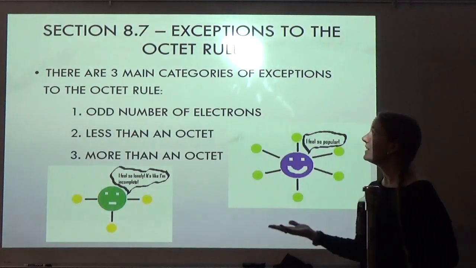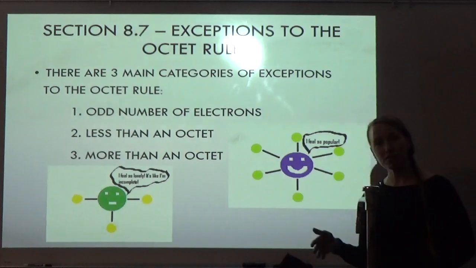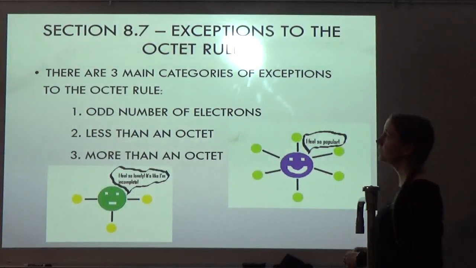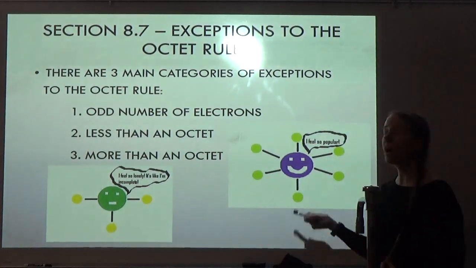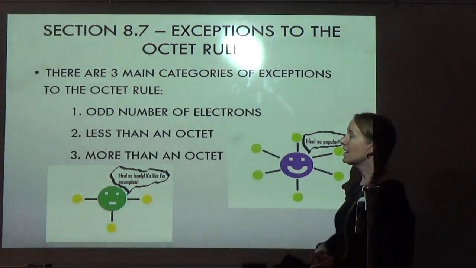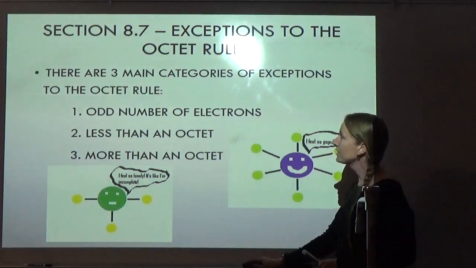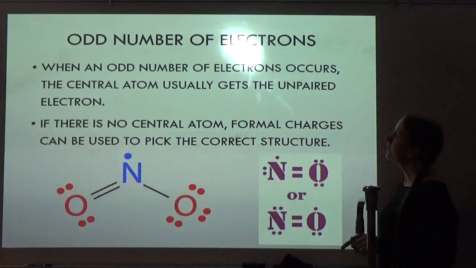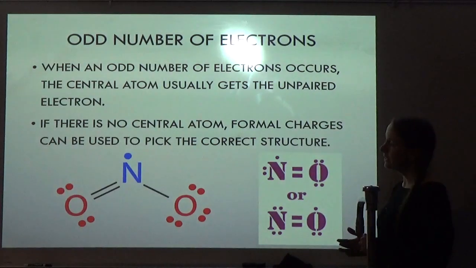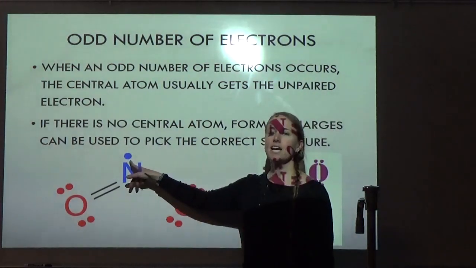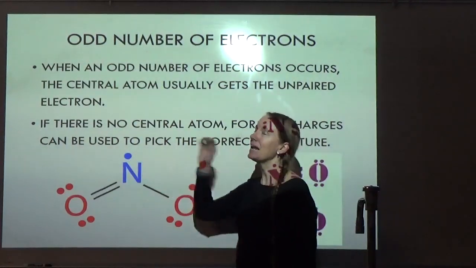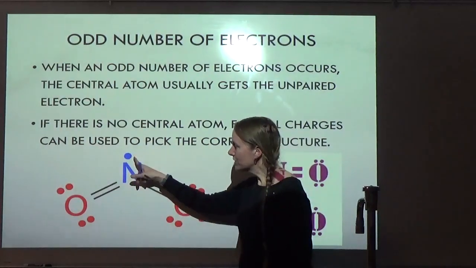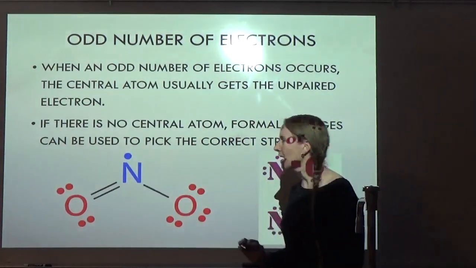So 8.7, exceptions to the octet rule. We've already talked about how hydrogen and helium only do a duet, but there are other exceptions to the octet rule. The 3 main categories are odd number of electrons, less than an octet, and more than an octet. When an odd number of electrons occurs, the central atom usually gets the unpaired electron. Like here, as terrible as that looks, I know if you are like me, I hate the odd number ones. Nitrogen's in the center, so it's the one that has to have the odd number.